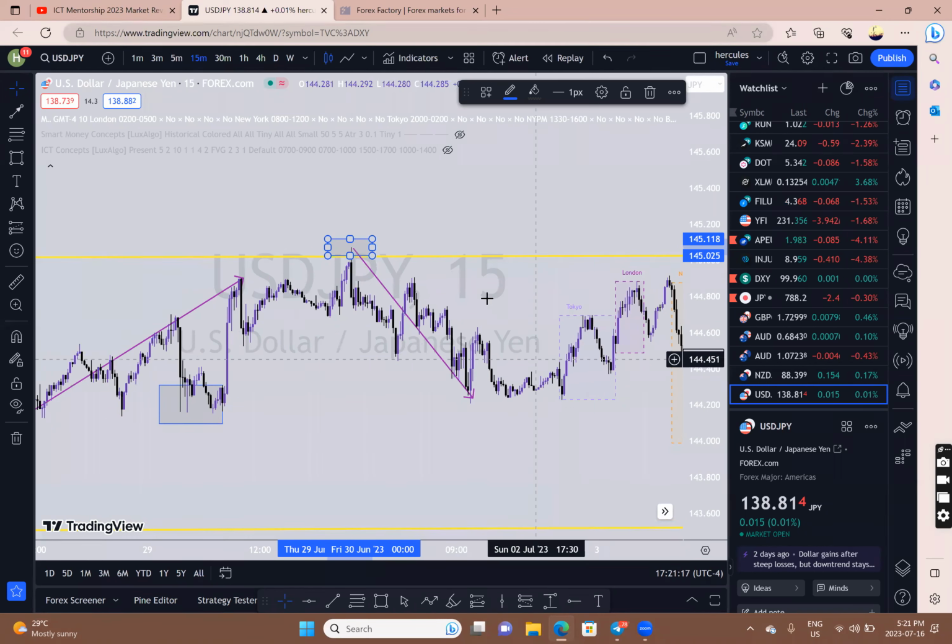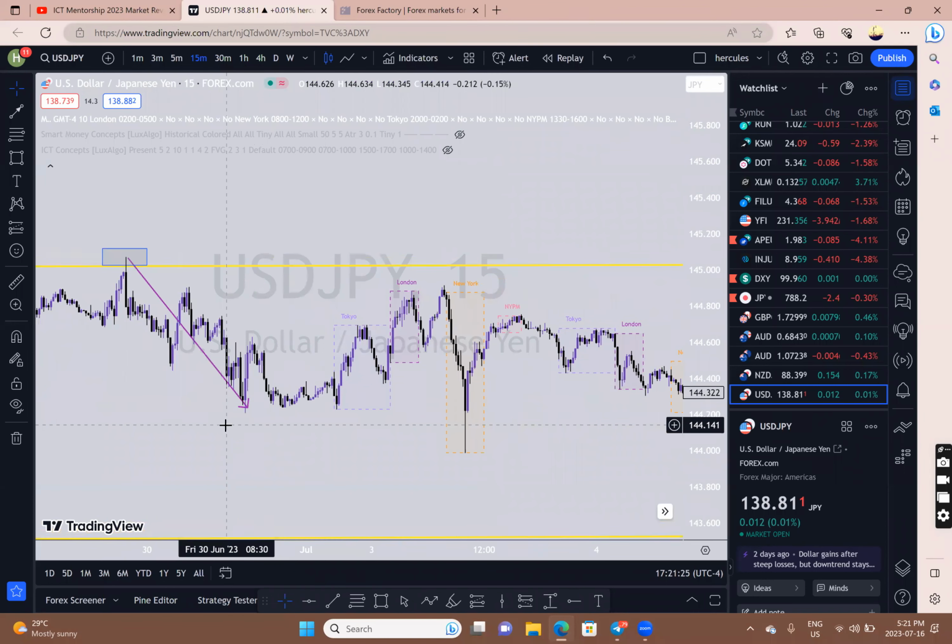Buy side. So what does that mean? Market's going to go down, right? That's exactly what it's done. It's gone down, right? Now let's go on to this area.